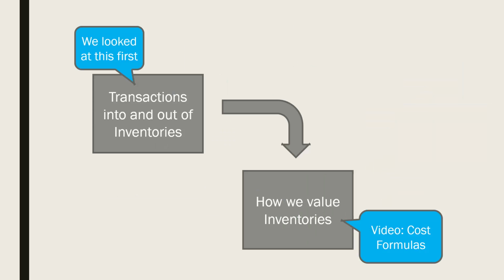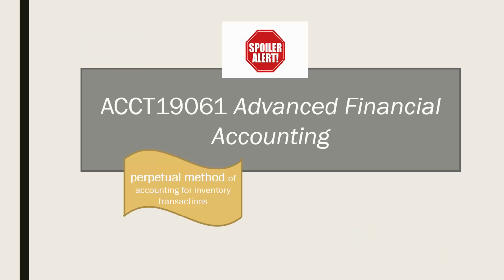When we record the transactions into and out of inventories using the perpetual or periodic method, we also need to value inventories in dollar terms. We will look at how firms do this in another video on cost formulas. When you study Act 19061 Advanced Financial Accounting, you will need to have a strong understanding of the perpetual method of accounting for inventory transactions.